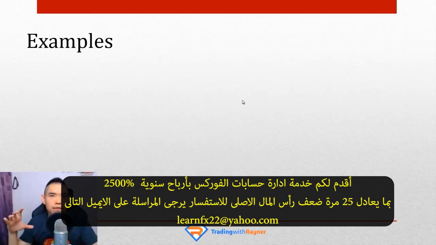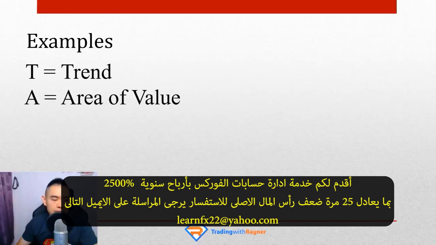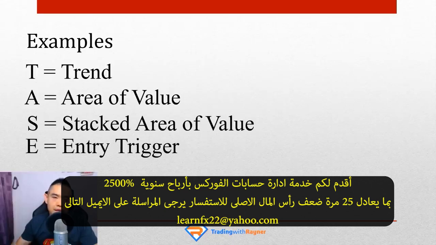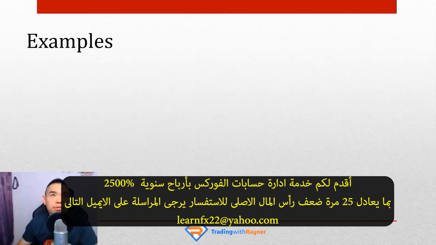So let's have a look at a few charting examples to illustrate today's concept, the TASE concept. Let me just recap: the TASE concept is trend, area of value, stack area of value, and entry trigger. The one thing to mention is that the stack area of value means you want your area of value on the entry time frame, your trading time frame, to coincide with a higher time frame area of value. Okay, so let's have a look at a few examples.